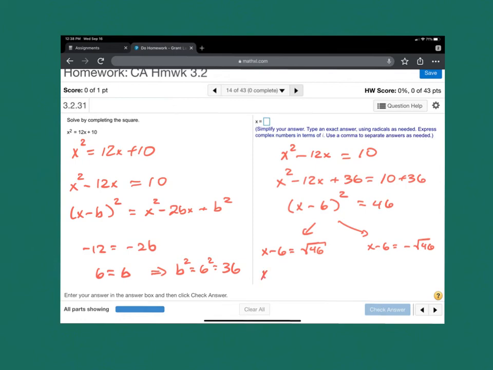And so I just have x is equal to 6 plus the square root of 46. And I have my other solution equal to 6 minus the square root of 46. And so those really are my true exact answers for my solution.